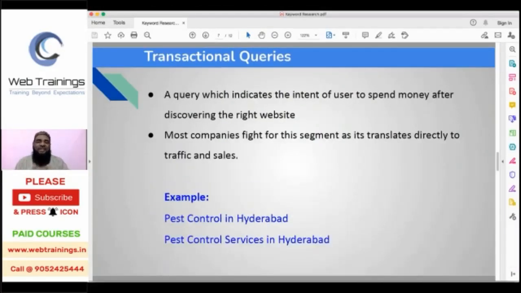You know what a transactional query is? A query which indicates the intent of the user to spend some money. All right, so the idea is this: if he is willing to invest some money at the end of the query, all those queries are called transactional queries. Let me give you an example.